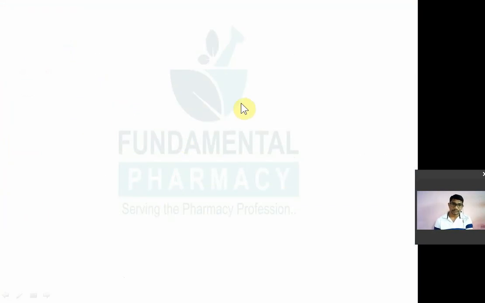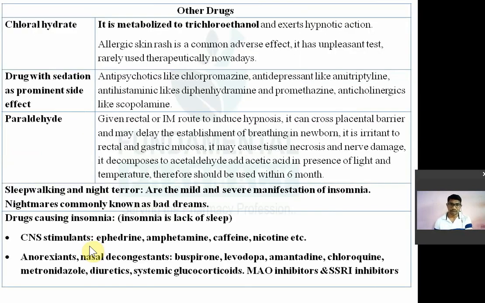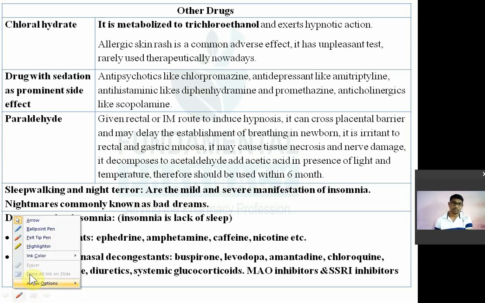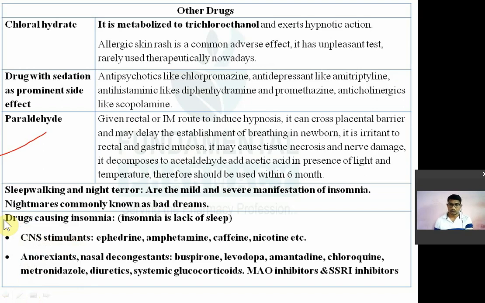Next category is known as paraldehyde. So it is given by rectal route or intramuscular route to induce the hypnosis. It can cross the placental barrier again and may delay the establishment of breathing in newborn. So it may delay the breathing of newborn. So it should be contraindicated in the pregnant woman. It is an irritant drug to rectal and gastric mucosa. It can cause tissue necrosis and nerve damage.